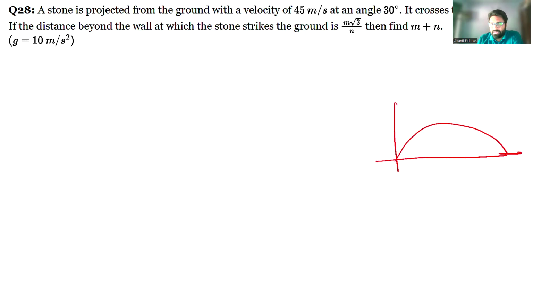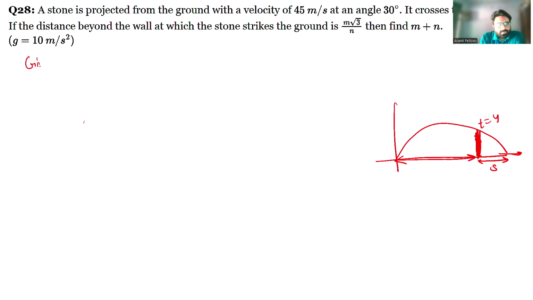It is happening. And after 4 seconds, it crosses a wall. Let's say wall is here. This is a wall. And at t is equals to 4 seconds, it crosses the wall and travels this distance. So first of all, we find out what is the distance traveled till 4 seconds in horizontal direction.